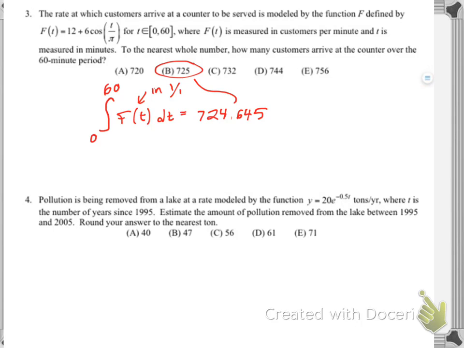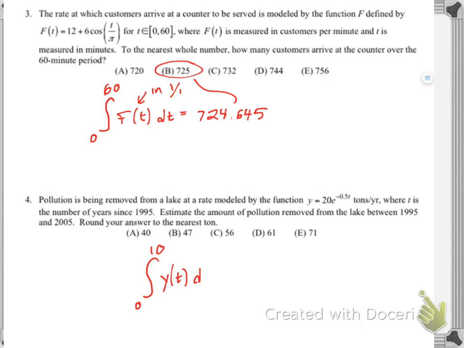Oh, hang on there, Graham. Okay, you get 724.645. You round to the nearest whole, and there you go. So nothing fancy there. Right, buddy? Then the next option, we're going to pause again. Okay, so there's that one, no problem.